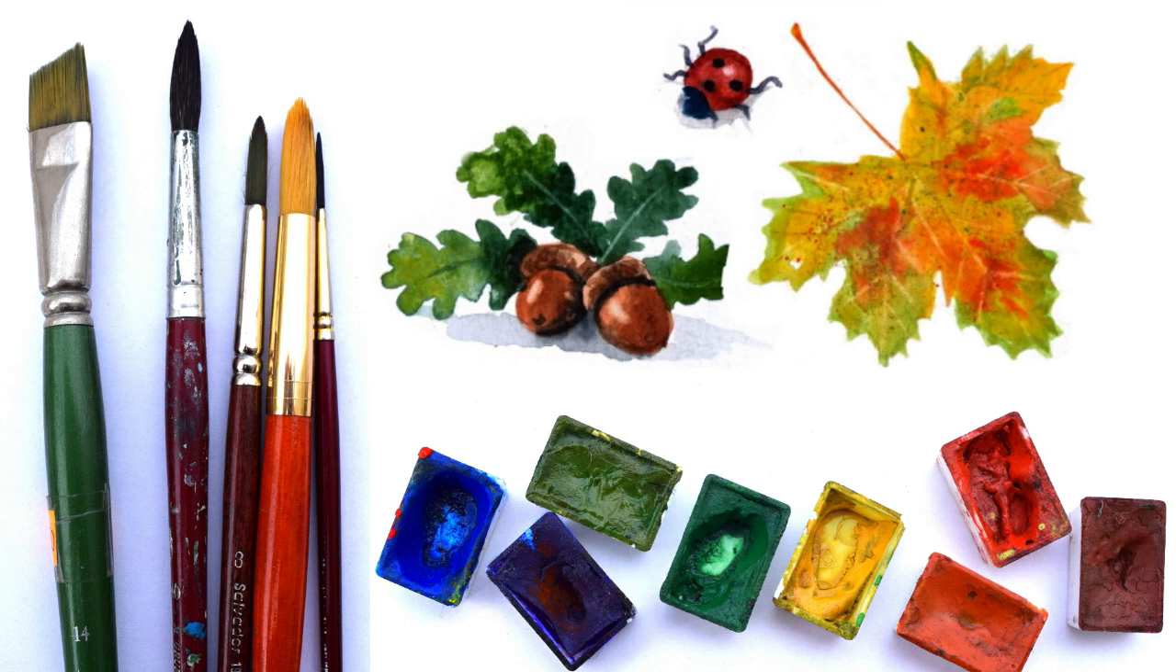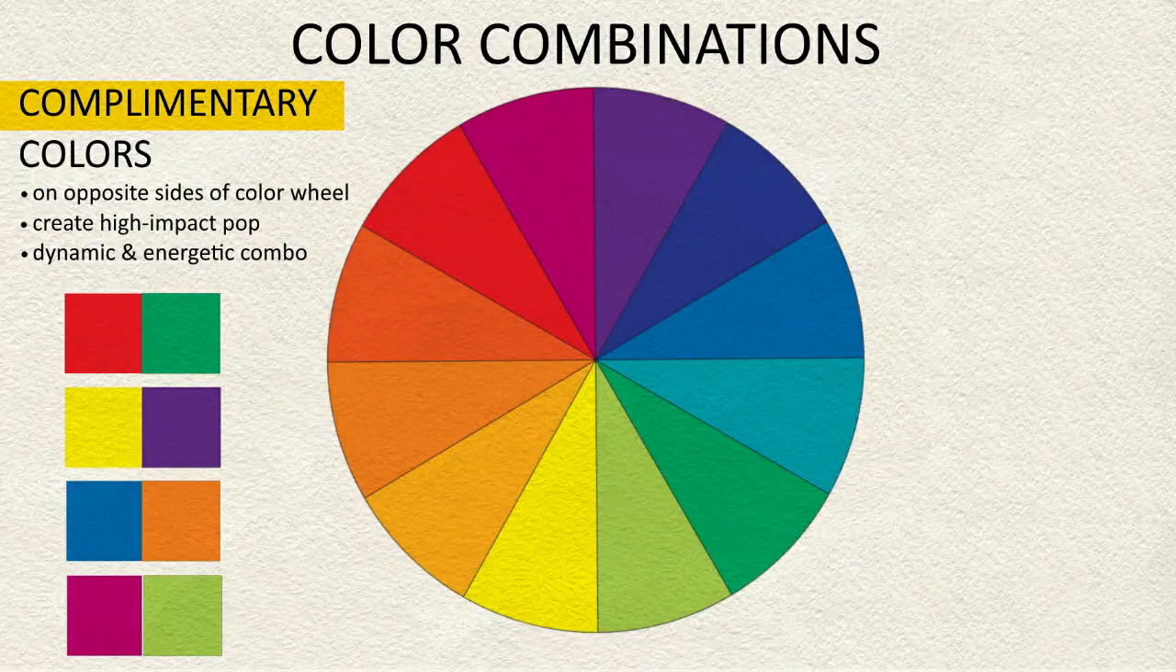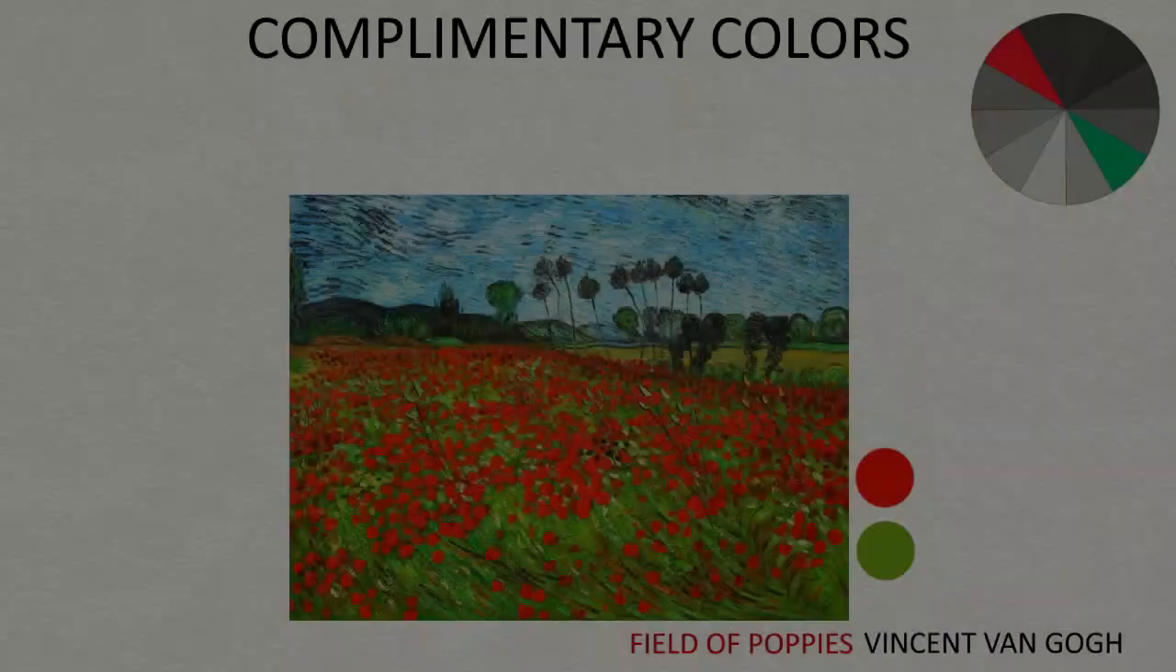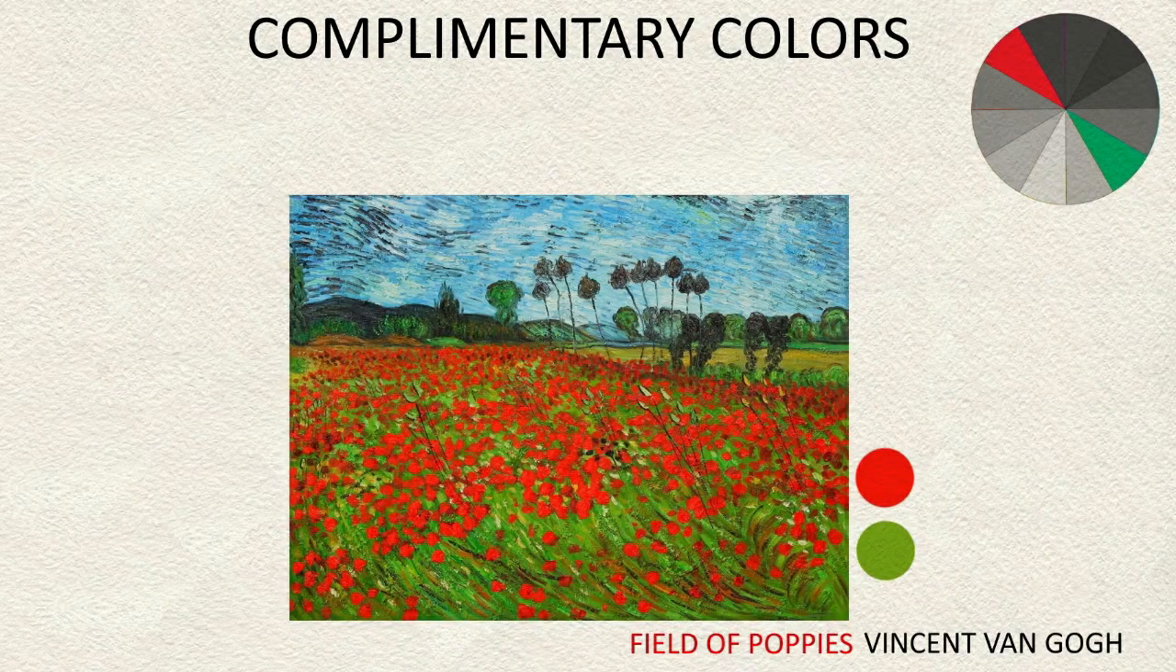The first color combinations are complementary colors. These are colors that are opposite each other on the color wheel. This is a dynamic and energetic combination that creates a high impact pop of color. Here are a couple examples of famous paintings with a complementary color scheme.